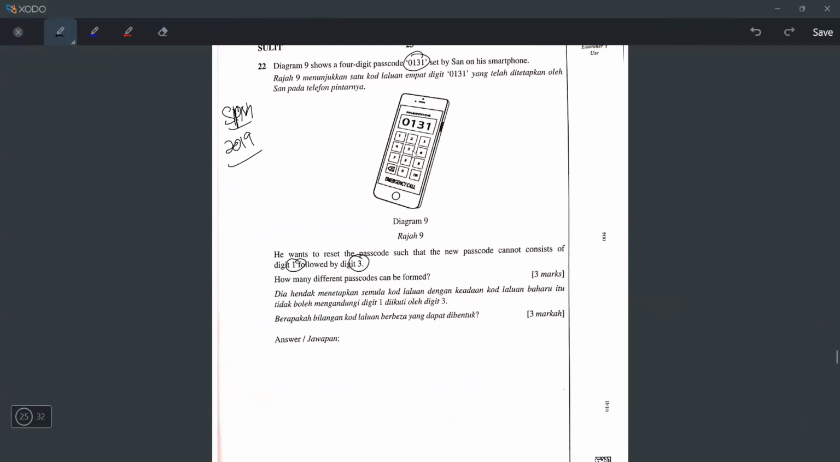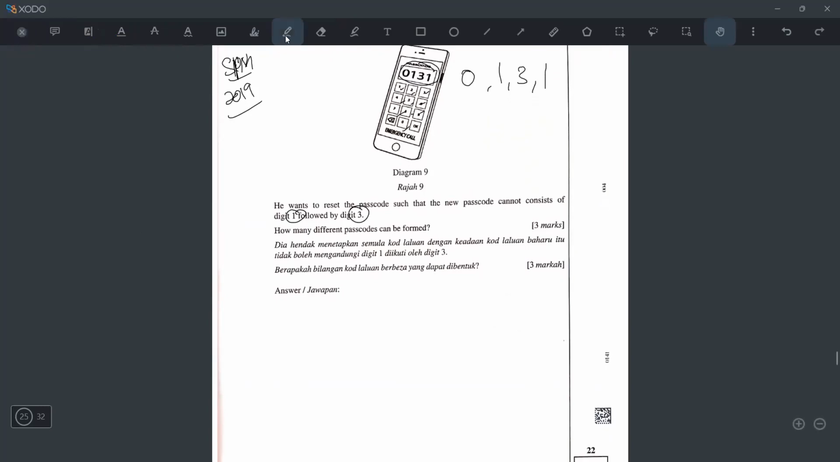So if you look at this diagram, this picture, you can see that there's 1, 2, 3, 4, 5, 6, 7, 8, 9, 0. So if I want to reset the passcode, does that mean that I can use any digit here I want, or I can only use 0, 1, 3, 1 only when I'm resetting the passcode? So that's the confusing part, right? That's the confusing part. So I will explain both methods here.